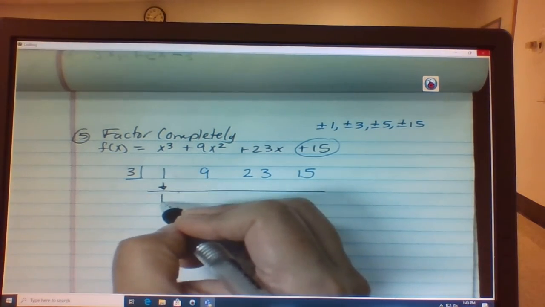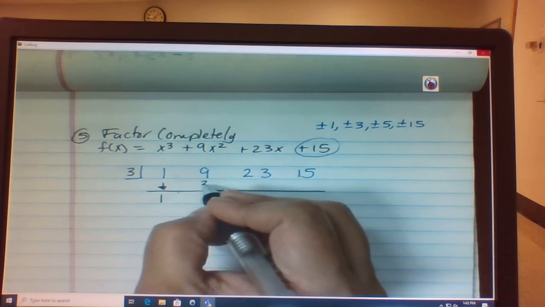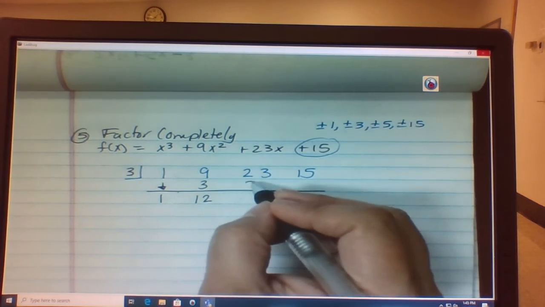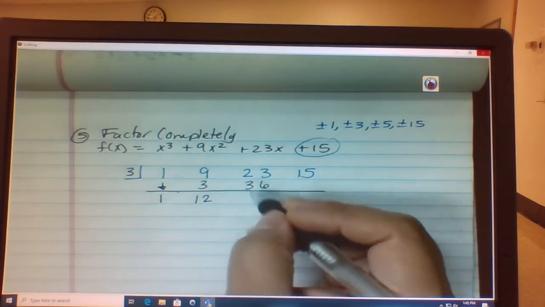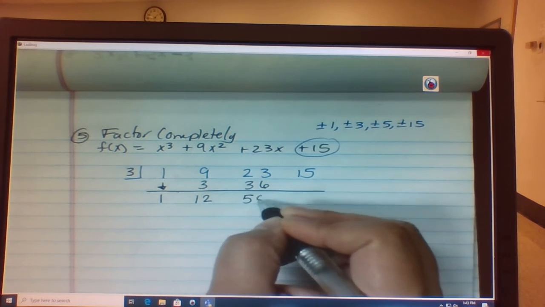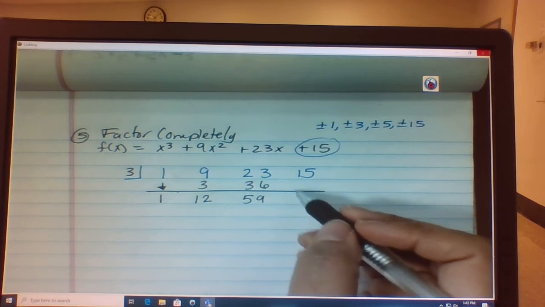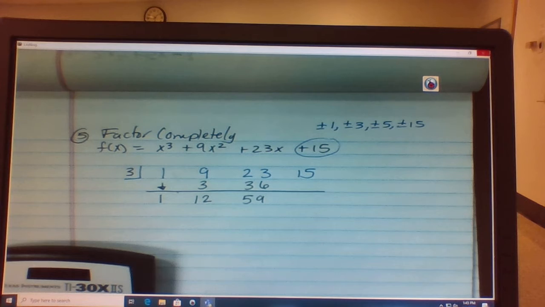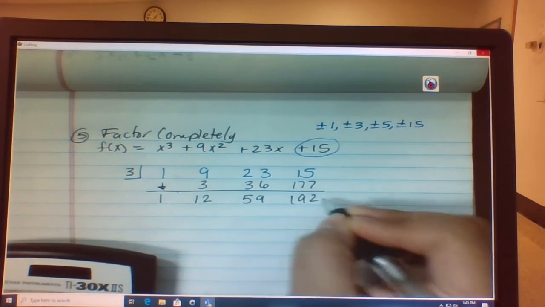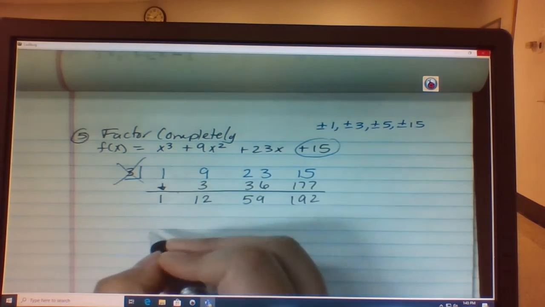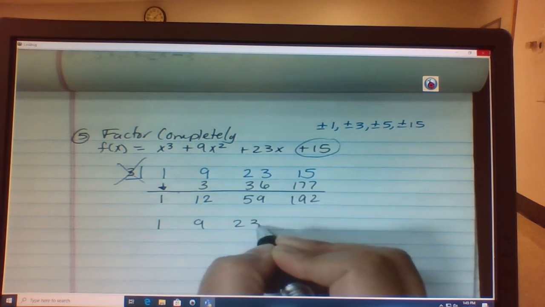Synthetic division. You bring down your first one. What's 3 times 1? 3. 9 plus 3 is 12. 3 times 12 is 36. 36 plus 23 is 59. And is that going to end up canceling? It's not going to be a 0, so I could already tell you. And let me just finish it. Times 3 is 177 plus 15 is 192. If this is not 0, then this is not an answer.